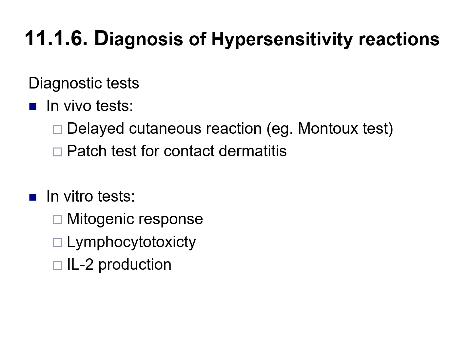So we have some tests that we can perform, right? So in vivo or in vitro. In vivo, so that is when you do this onto the body, inside or outside the body, right? So delayed cutaneous reaction like the Mantoux test. Okay, patch test for contact dermatitis, and in vitro tests: mitogenic response, lymphocytotoxicity. These are a little advanced tests, interleukin 2 production.